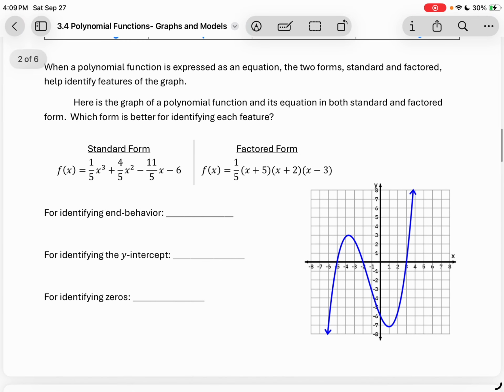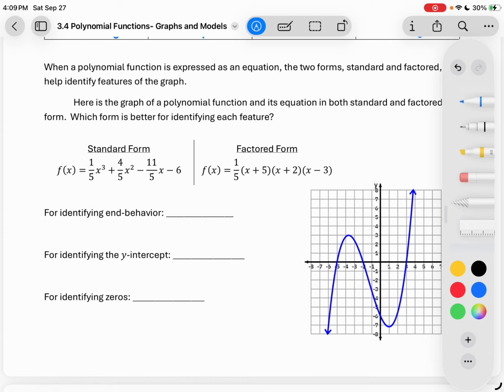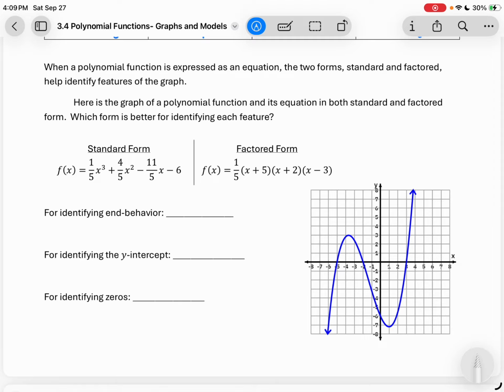Okay, so when a polynomial function is expressed as an equation, there's 2 main forms that we like to deal with. We've got standard form and factored form. You guys are familiar with standard form and factored form right there. Both of them are good in different ways. There's pros and cons to both. So here is a graph of the polynomial that is shown in standard form and factored form. These are the exact same polynomials, just written in different forms, and this is the graph of that polynomial.